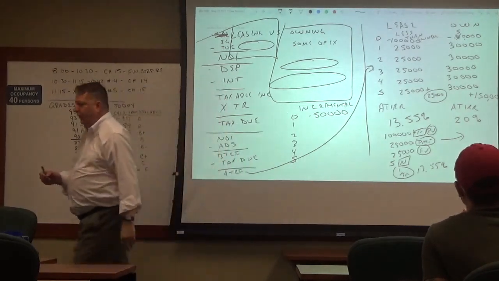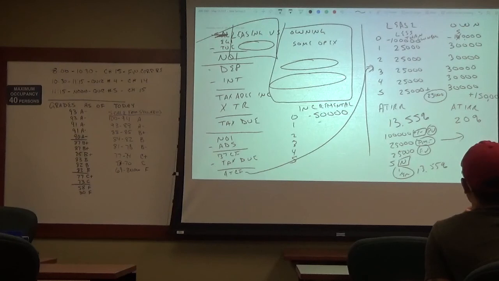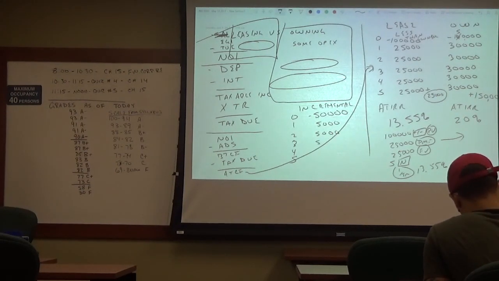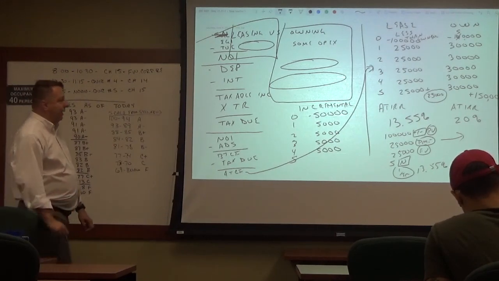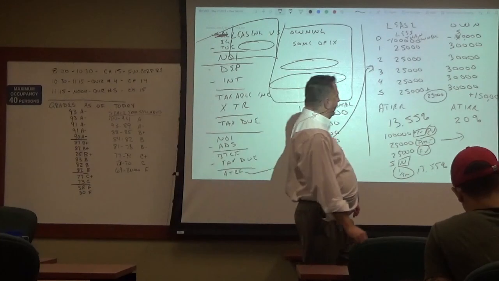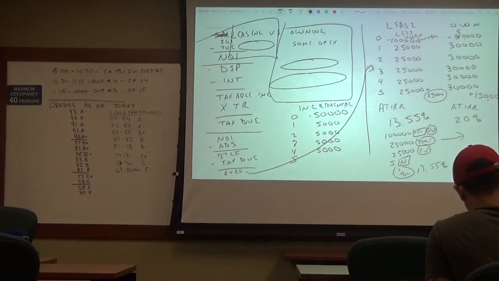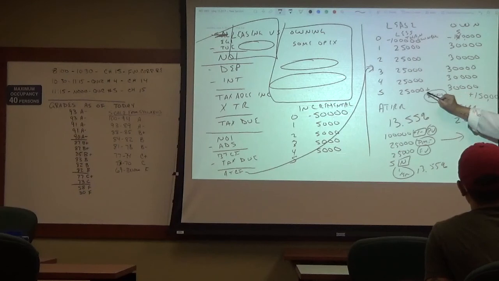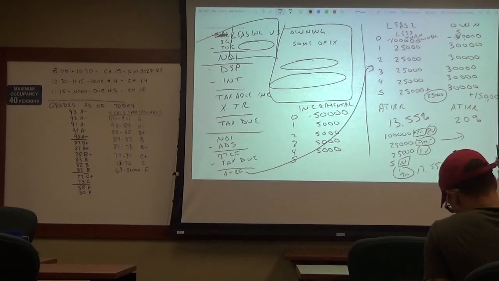Well, 5,000 for the first 4 years, and for the final year, 130. Let's take a look. The total here is 180, yes? Everybody agree with that? 180 minus the total here of 50, 180 minus 50 is 130.